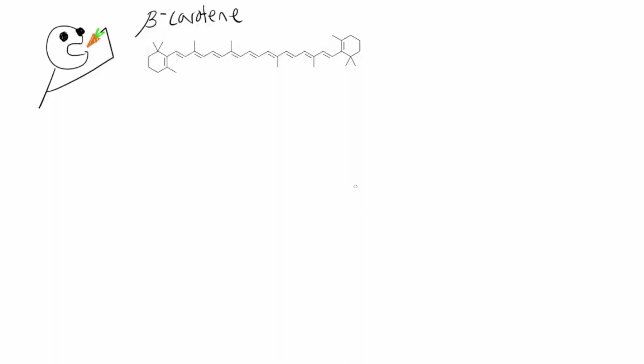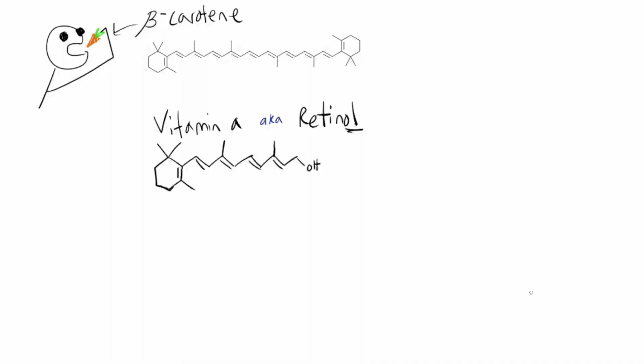Here's a structure for beta carotene. As you can see, it's kind of long. I didn't feel like drawing it myself. In your body, these carotenoids get broken down into vitamin A, also called retinol. As you can see, it's almost like we took beta carotene and cut it in half.